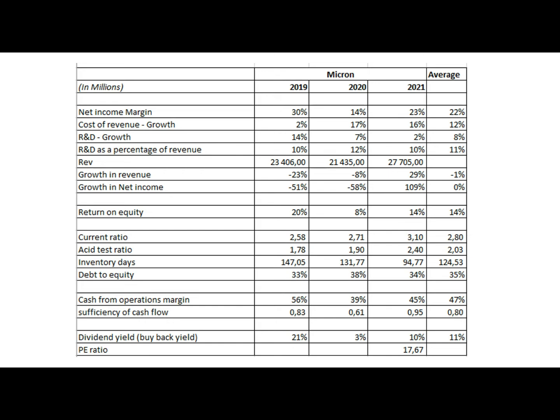Right, Micron. Micron is a manufacturer of memory and storage. Looking at its financial performance, the net income margin has deteriorated significantly. However, it saw a massive rebound in 2021, above the industry average. The net income margin is 32%, and the industry average is 18%.